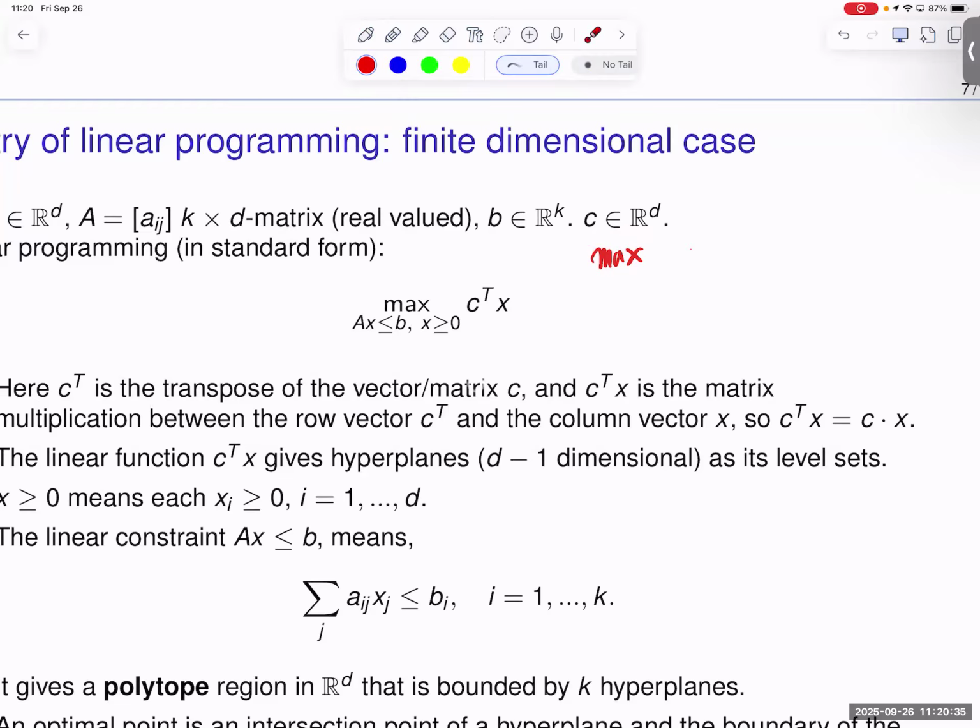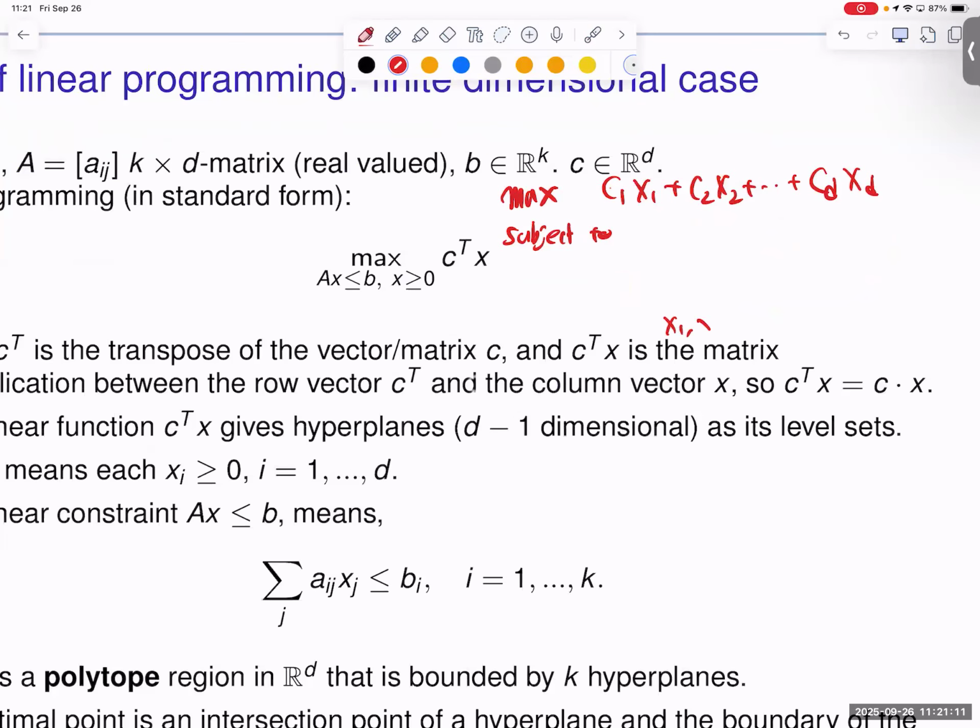Okay, how can you go back and forth between maximization and minimization? You just take the opposite sign of the objective function. Then the maximization problem becomes minimization, and the minimization problem becomes maximization. So this is like c1 x1 plus c2 x2 plus ... plus cd xd. That's a cost function, sorry, the objective function. And then you want to do this subject to constraints, right? Some linear expressions. First of all, x1, x2, all these decision variables are non-negative. That's the constraint.